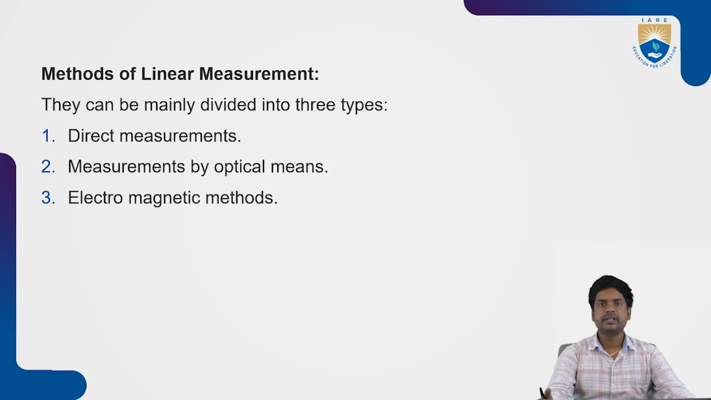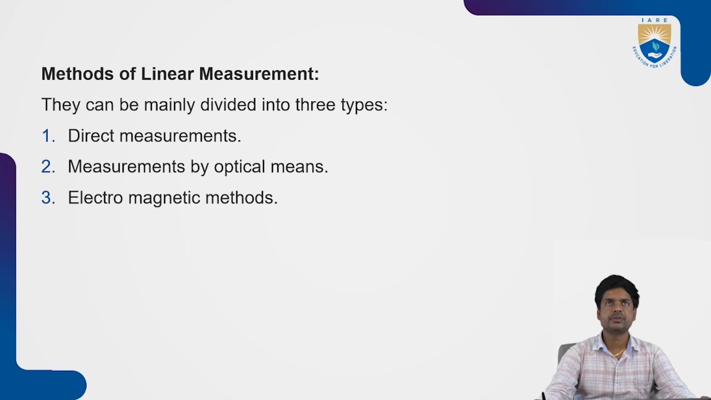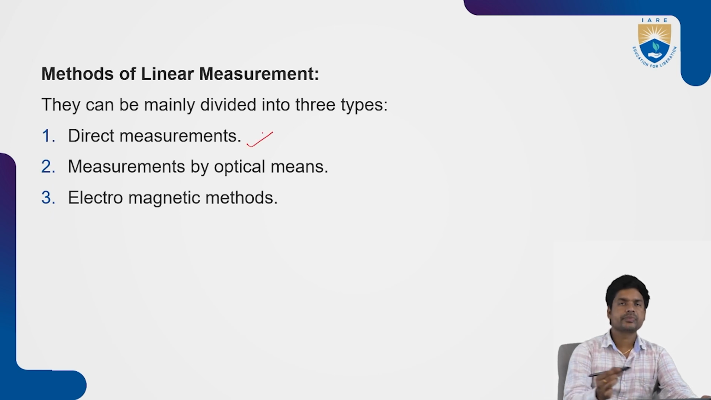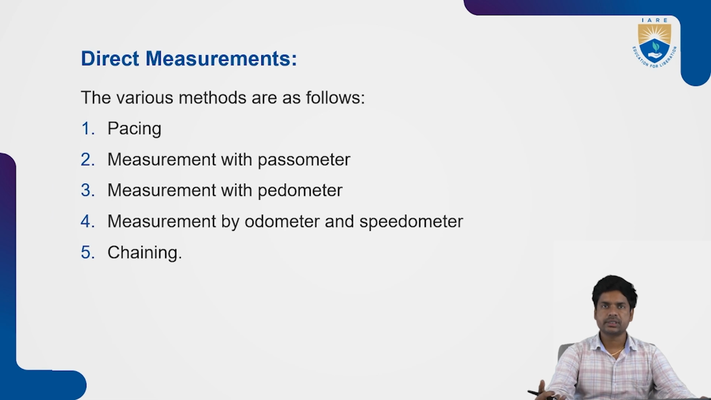Coming to the methods of linear measurement, here we have three types. The first one is direct measurement, the second one is measurement by optical means, and the third one is electromagnetic methods. Now we will discuss these three methods in detail.